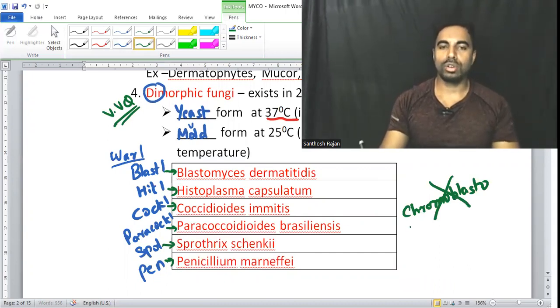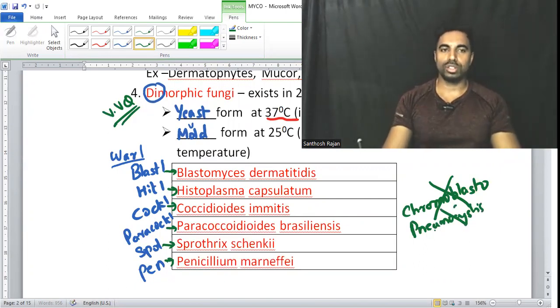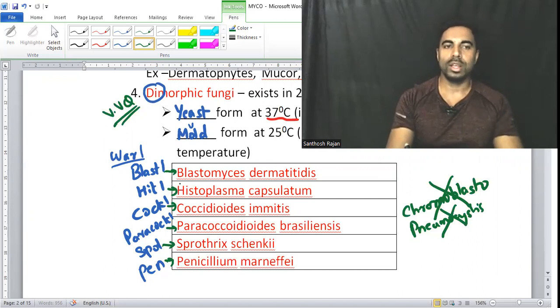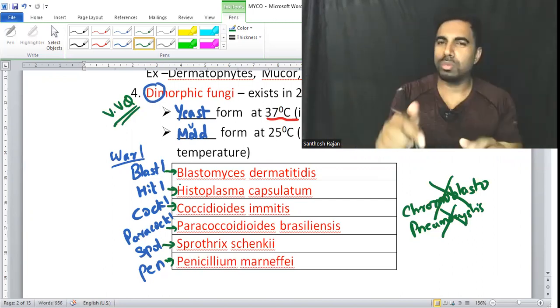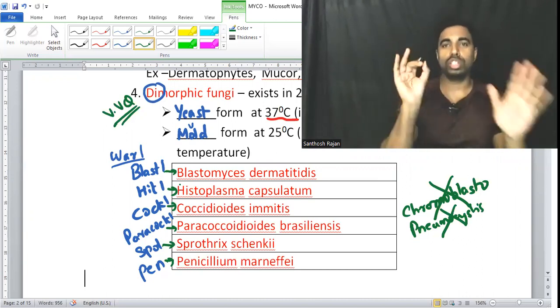So please remember, chromoblast is not a dimorphic fungus, and also not pneumocystis. Sometimes they give pneumocystis. That is also not dimorphic. To confuse you, remember this one: blast, hit, cock, paracock, sporo, pen. Even if you have a mnemonic, it might confuse you, so don't stick to that mnemonic.